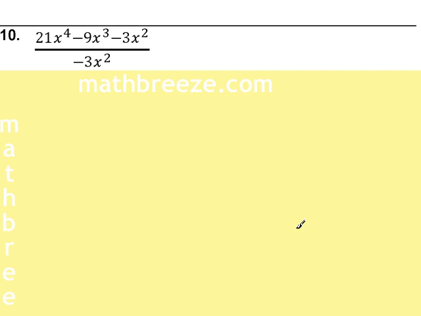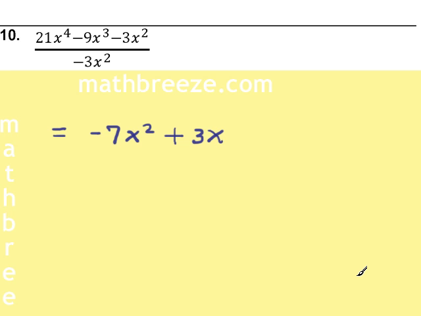In number 10, we're dividing by a negative, so let's be careful with our signs. 21x to the fourth divided by minus 3x squared. We start off with a negative 7x squared. Here we're dividing two negatives, so that'll be positive. 9 divided by 3 is 3, and x cubed divided by x squared, that's x.